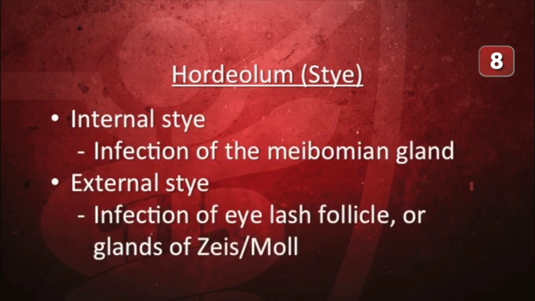Now, an internal sty occurs because of the infection that's occurring in that meibomian gland. And then the external sty, which is a lot more common, which you see a lot of times in the office, is from obstruction of certain things. An obstruction of an eyelash follicle is probably the most common thing that we see. The glands of Zeiss are another one. These are sebaceous glands on the eyelid margin. And then there are these other glands called the glands of Moll, which are ciliary glands, and these are apocrine glands on the eyelid margin as well.